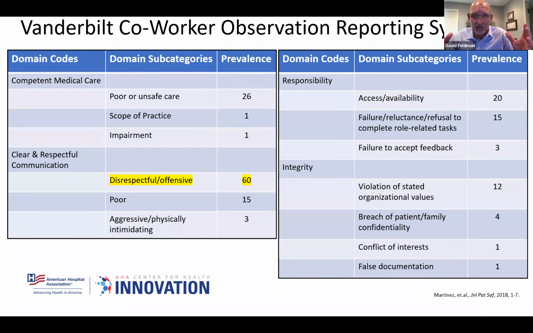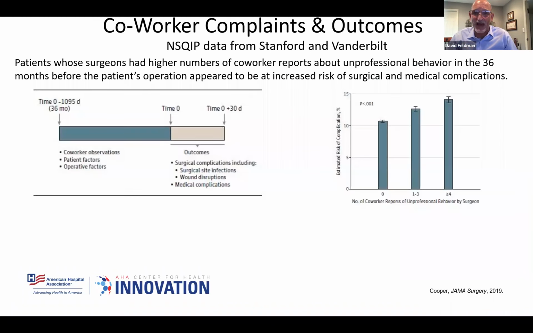These are the kinds of reports that coworkers would make about their coworkers, about colleagues, physicians, and so forth. So you have, is it about medical care? Is it about responsibility, integrity? Look where the big numbers are. Disrespectful and offensive behavior was the biggest category. I think that tells us something about what our coworkers are most concerned about and see more often than not. It's this disrespectfulness between coworkers. And why does this matter?